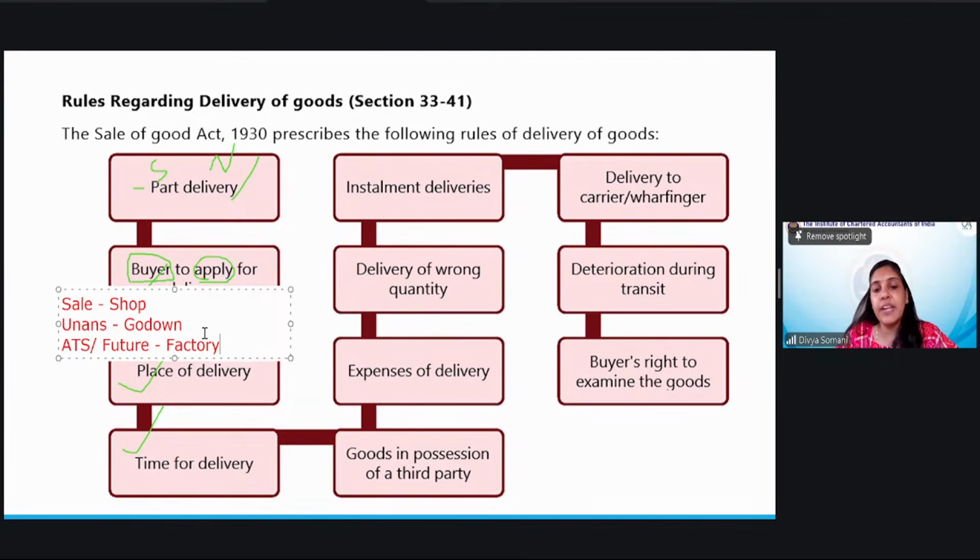Normally we understand that whatever address is given is the place of delivery, but in these rules you will understand that the place of delivery is with respect to the kind of goods you are talking about. So it is regarding that.